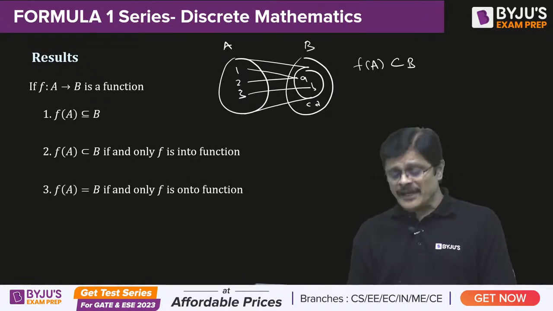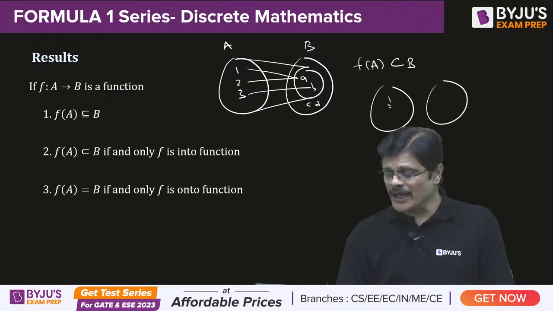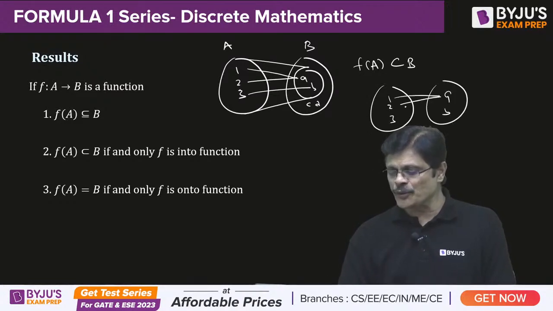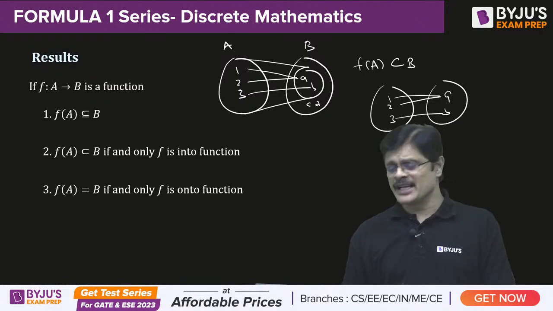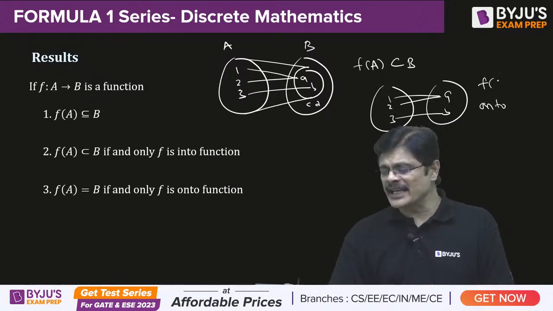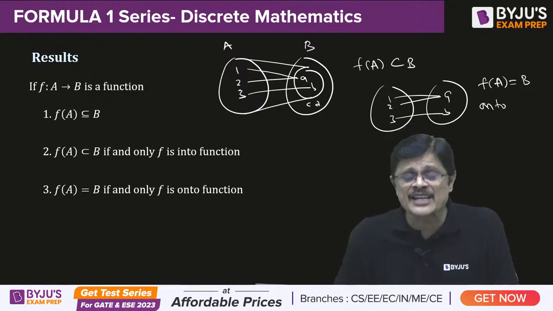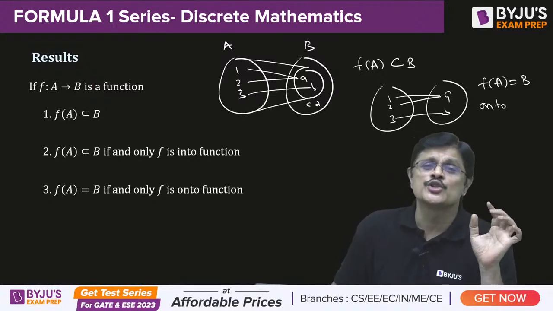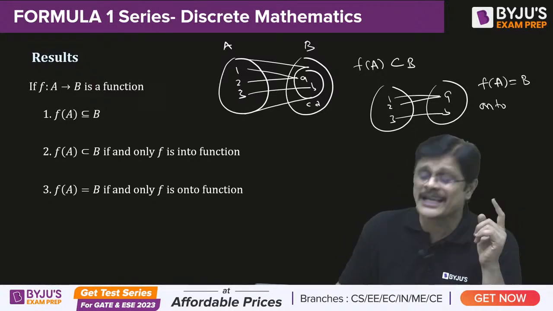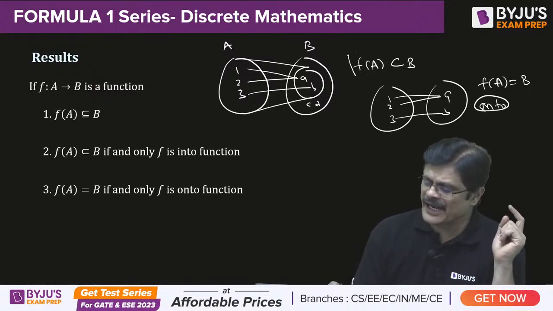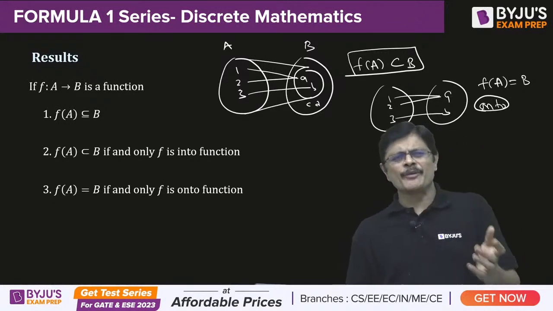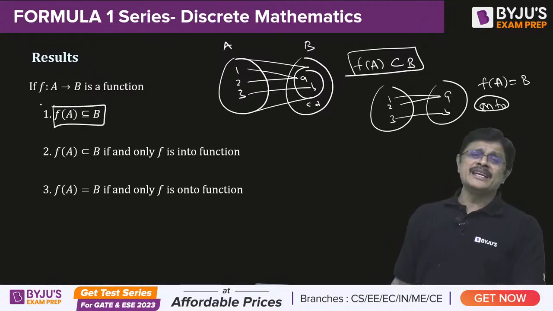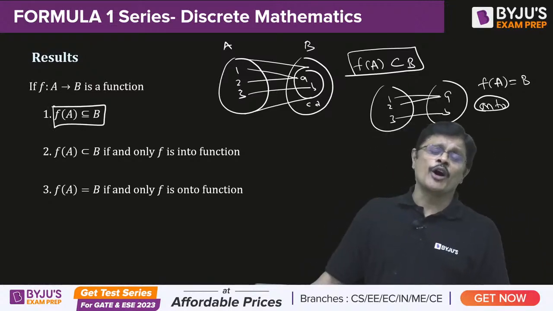And f(A) may be equal to B. For example, you see here 1, 2, 3, A, B. Here 1 maps to A, 2 maps to A, 3 maps to B. Here every element of B has a pre-image. This function is called onto function. Here the image set is codomain. That image set is what we call range. So if range is equal to codomain, we call it onto function. If range is a proper subset of codomain, we call it into function. But in general, the range is a subset of codomain.